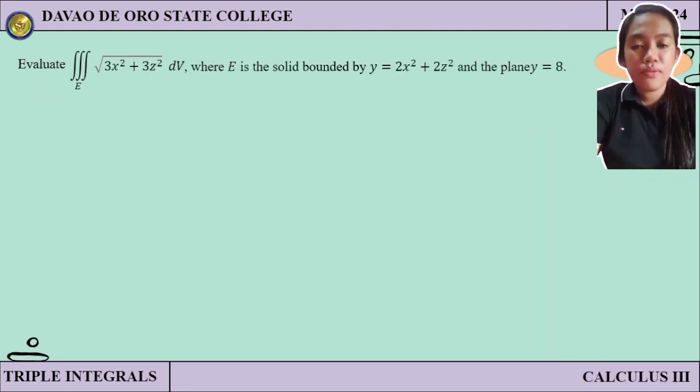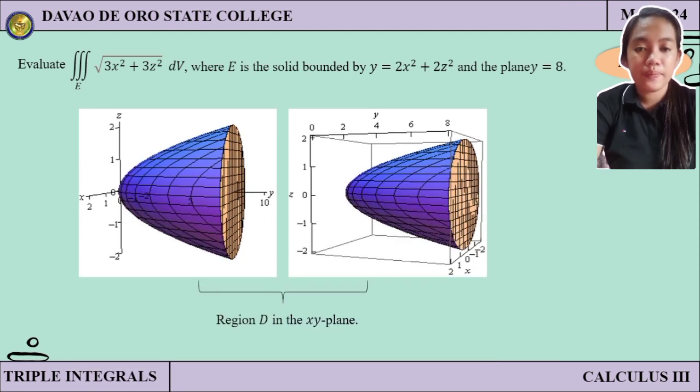For example number 4, evaluate the triple integration of the function square root of 3x squared plus 3z squared dV, where E is the solid bounded by y equals 2x squared plus 2z squared and the plane y equals 8. Here's the sketch of the solid E.